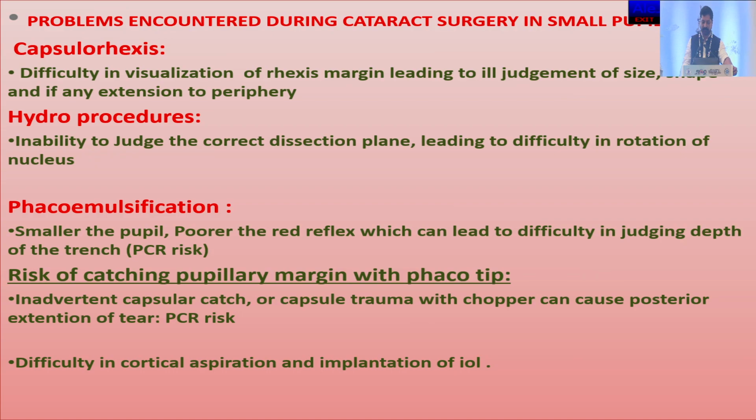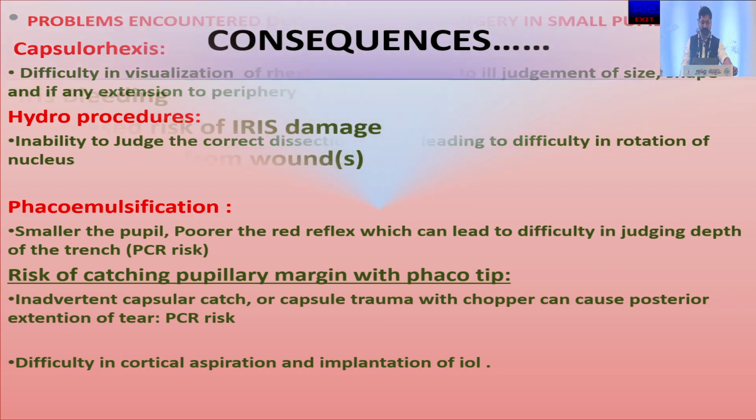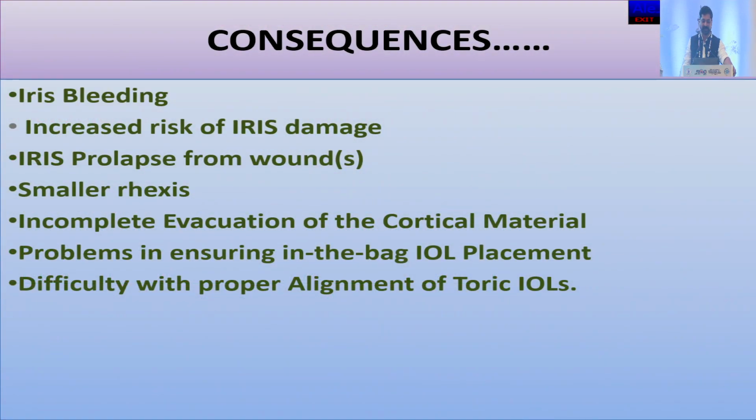Risk of catching the pupillary margin with the phaco tip, this happens usually. Involvement in capsular catch and capsular trauma with the chopper can cause posterior extension and that leads to PC tear. Difficulty in cortical aspiration and implantation of IOL. This leads to iris bleeding, increased risk of iris damage, iris prolapse. Then again, if the iris catch is there, the pupil will become small and the rhexis will be small, incomplete evacuation of cortical matter, problems in in-the-bag IOL placement, difficulty with proper alignment of toric IOLs also.